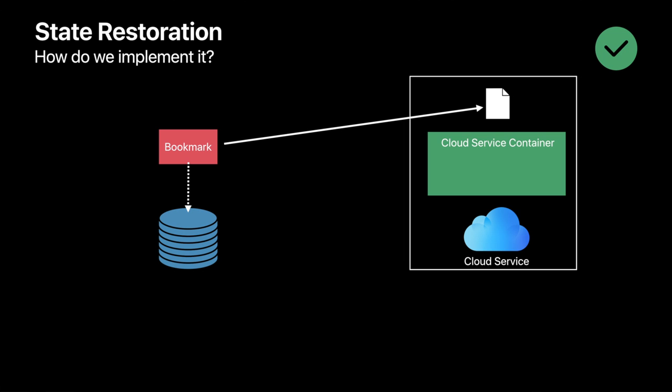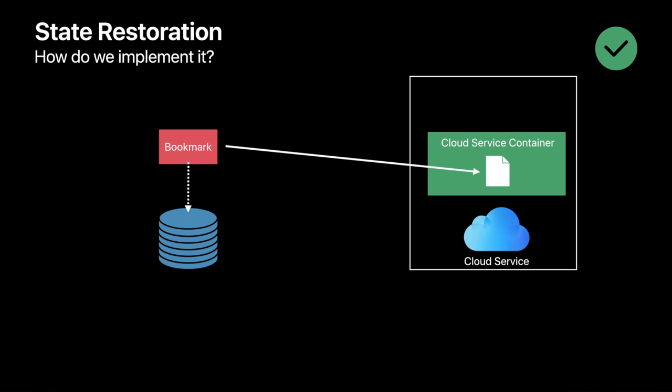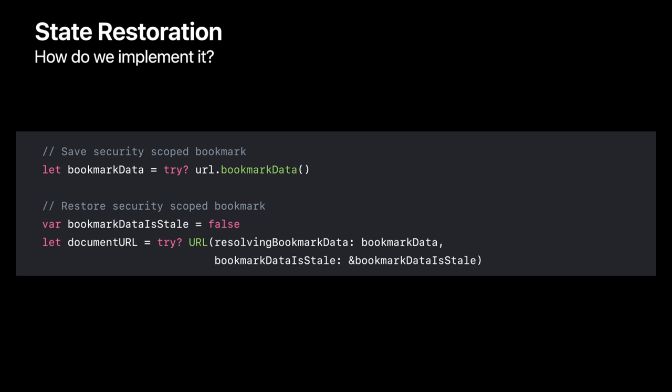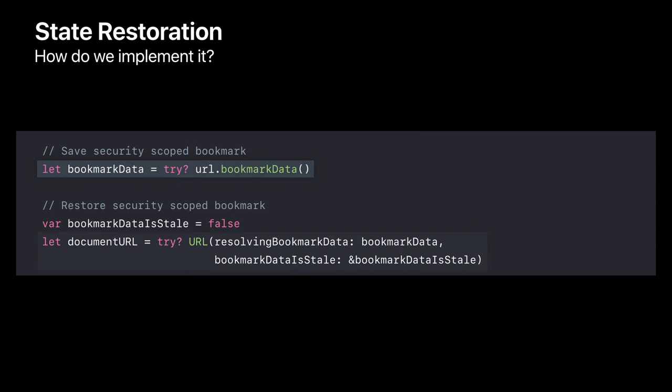The correct solution is to use a security scoped bookmark that we get from our URL. And as you can see, the bookmark correctly references the document, even if it has been moved or renamed. To save the security scoped bookmark, we must first get it from the URL using the bookmark data API on the URL, and we will then persist it to disk. Once our app is relaunched, we can restore the original URL using the URL resolving bookmark data call.